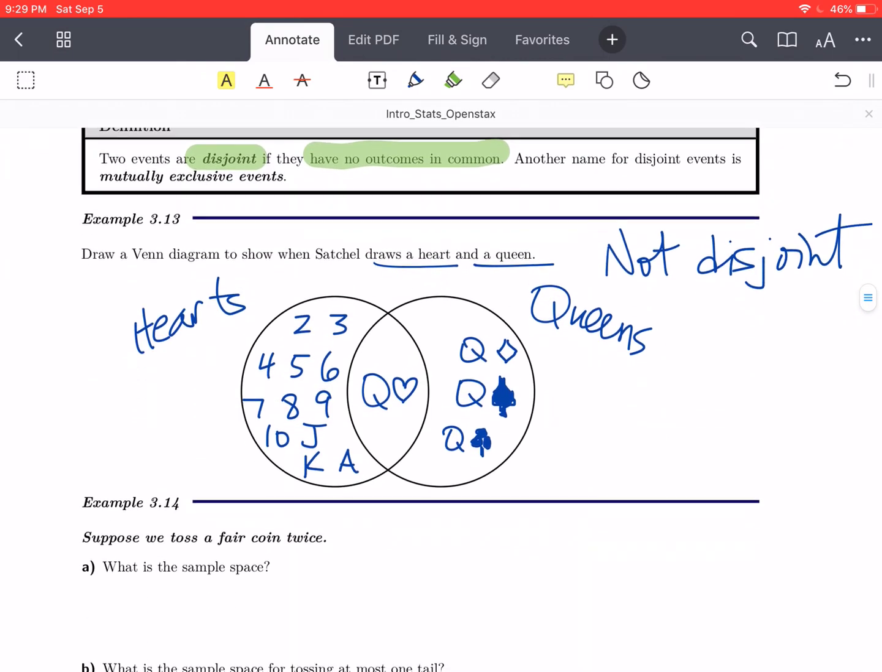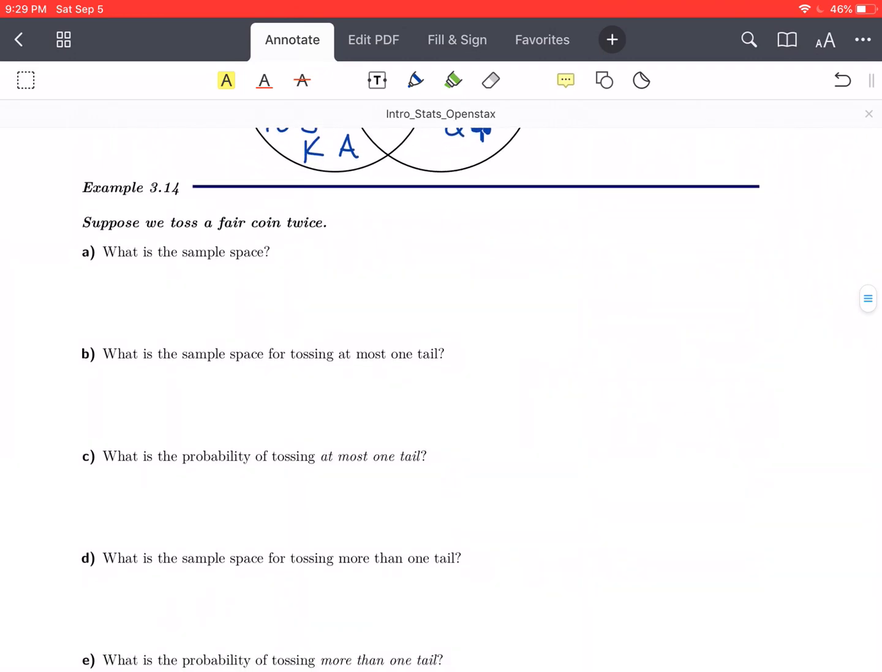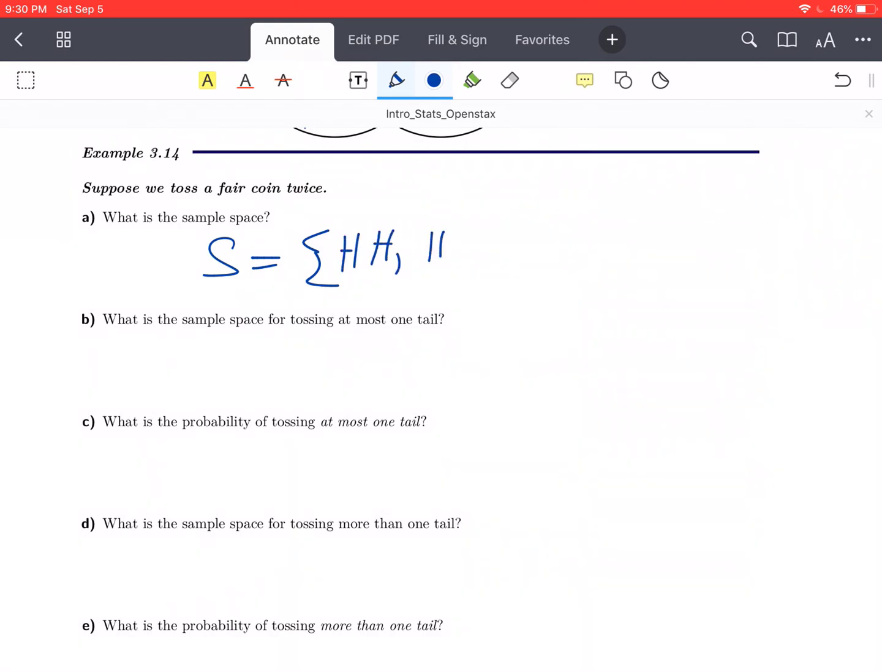Okay. Let's look at an example with tossing a coin. Suppose we toss a fair coin twice. What is the sample space? So the sample space, remember from the last section, is all possible outcomes of this probability experiment. So what could happen? Well, we could get heads and heads again. We could get heads and then tails. We could get tails and then heads. Or we could get tails and then tails. Those are all the possible outcomes. So that's our sample space.